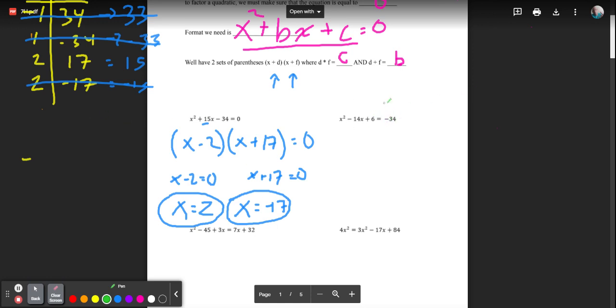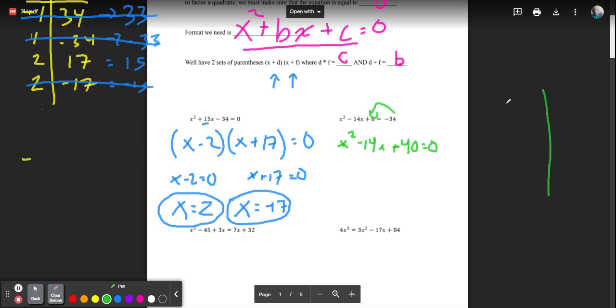Okay, so let's do these other three here just to get a little practice. Okay, this second one over here, again, it's not equal to 0. So we've got to make it equal to 0. So we're going to move that 34 over there. If we take the 34 and add it, because it's negative 34, we have to add it. We have x squared minus 14x plus 40 equals 0. Again, all we're doing is moving the 34 over there and combining it with the 6.